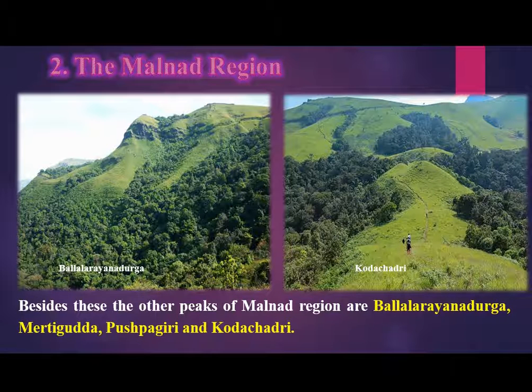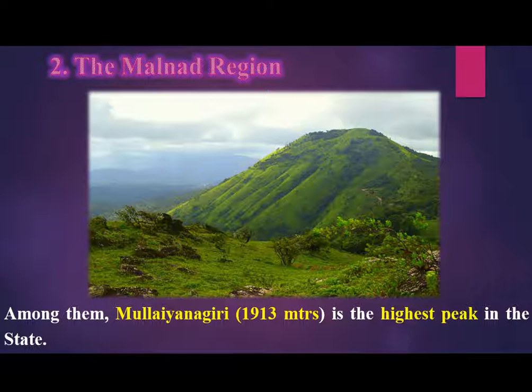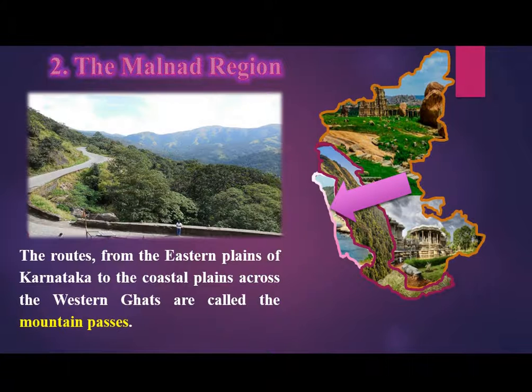Apart from that, we also have some other peaks in the Malnad region: Ballarayan Durga, Marti Gudda, Pushpagiri and Kodachadri. These are the other peaks which we have in Karnataka, as I said earlier. Among all these, the Mulayangiri peak, at 1913 meters, is the highest peak in the state of Karnataka.